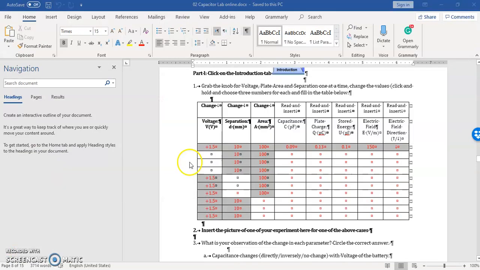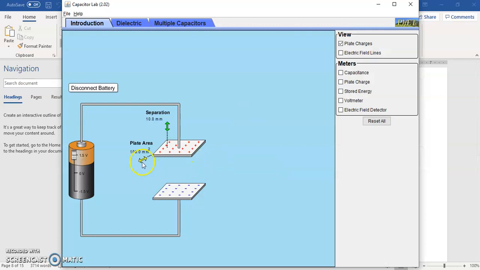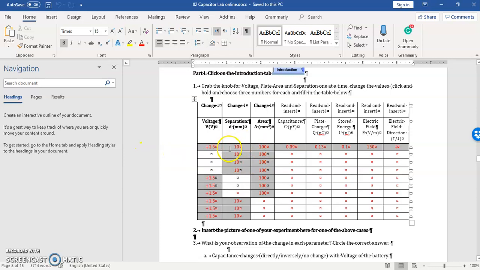So just let me go to the software. If you put the voltage at 1.5, and then you put the separation at 10 millimeters and the area being 100 millimeters squared, I basically didn't change anything except that I just put the voltage to be 1.5. And then what I have asked you, I have over here written change it, change it, change it, and over here read and insert, read and insert. So I have given you instruction on what you should do on the very top line.